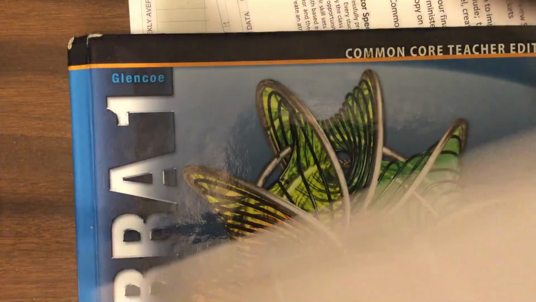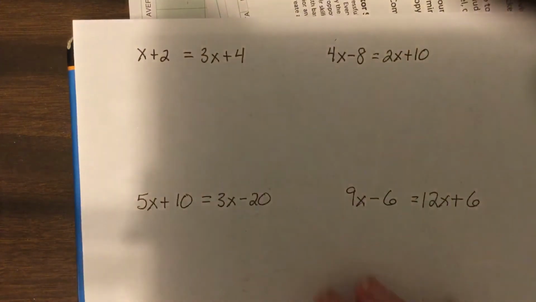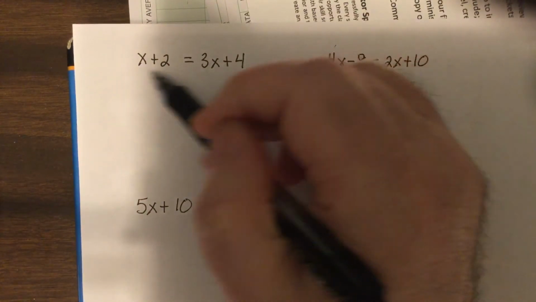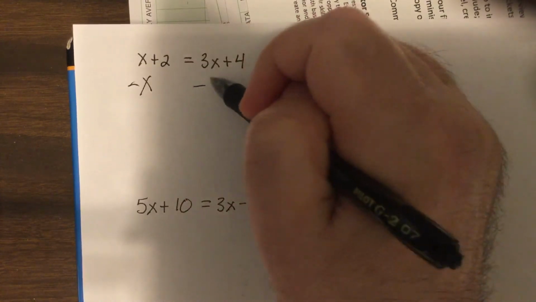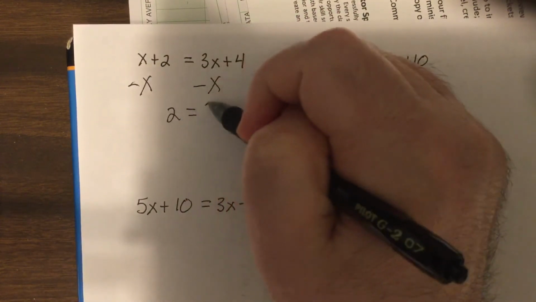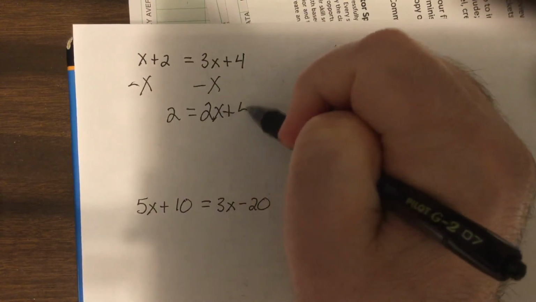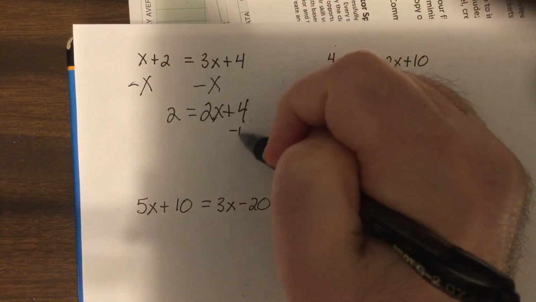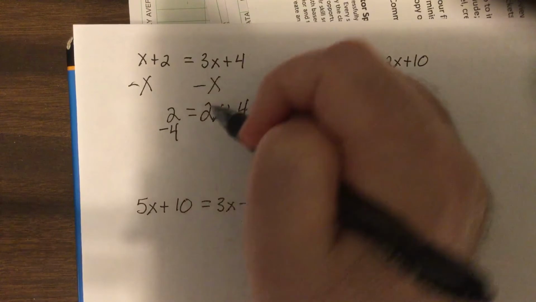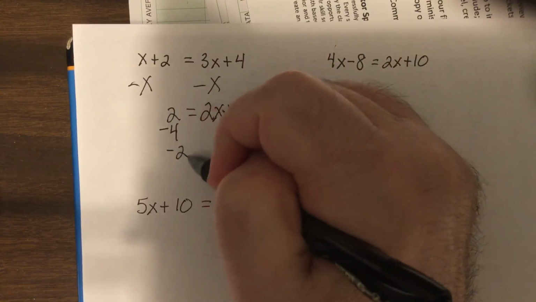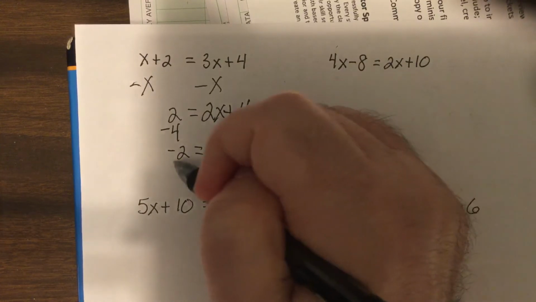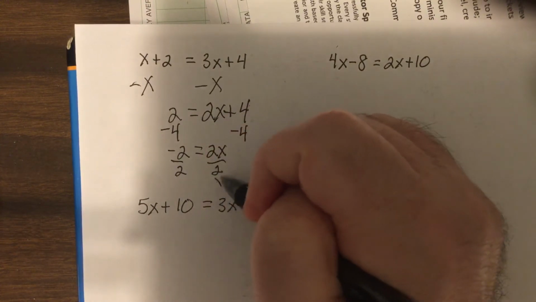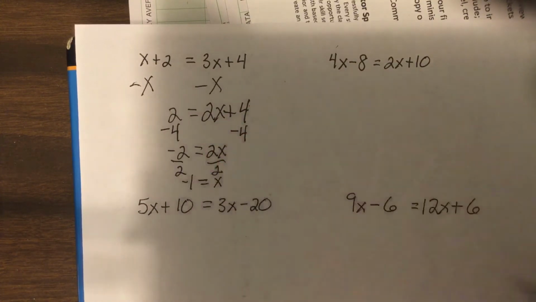So let's look at another problem here. So here, I want to simplify, but it is already simplified. I'm going to subtract x. So I'd have 2 equals 2x plus 4. Then I'm going to subtract 4 to get the 2x by itself. So negative 2 equals 2x. And then divide by 2. So x equals negative 1.